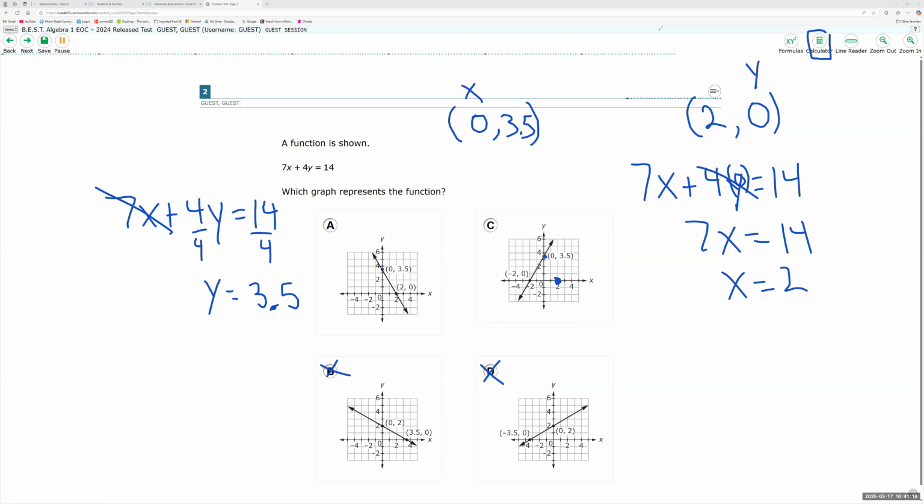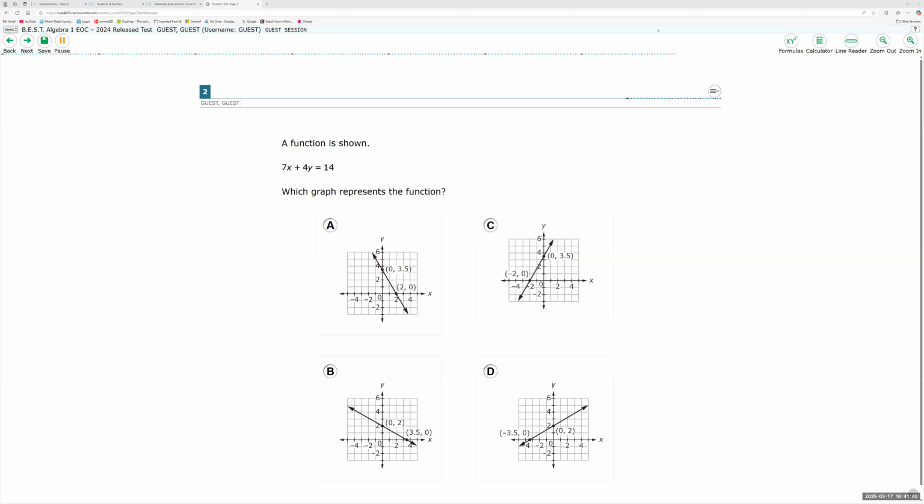So that's what you do. You set each variable equal to 0, solve, and then you get the intercepts, since you already had the equation in standard form. So pause, so I can erase and you can continue. I'm choosing A, and I'm moving on.